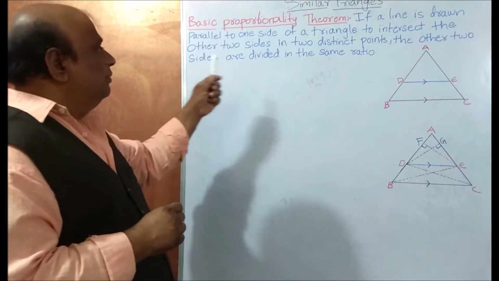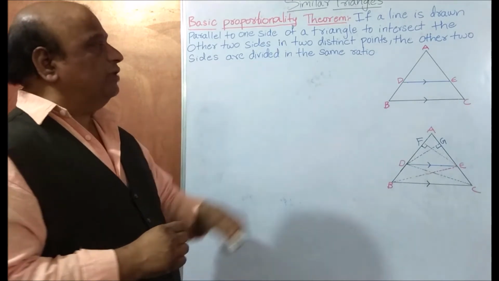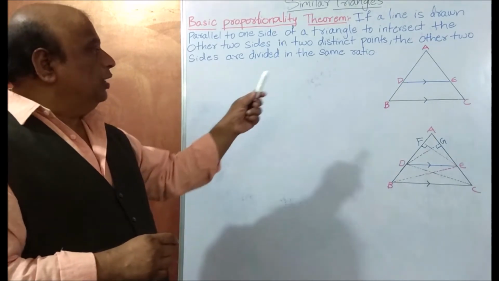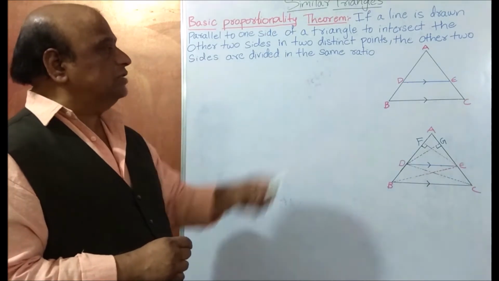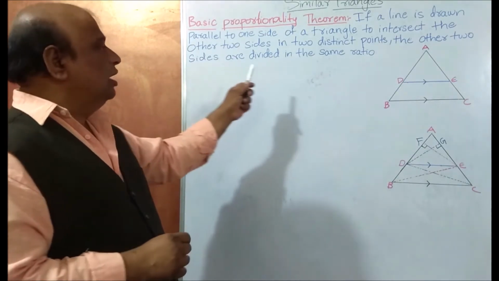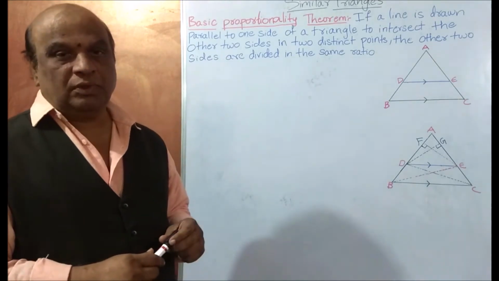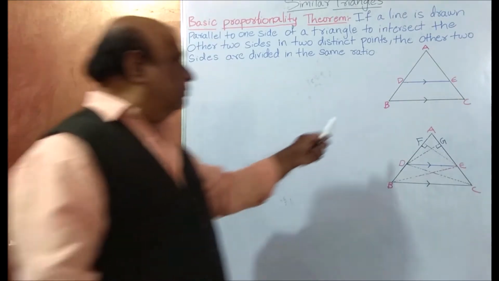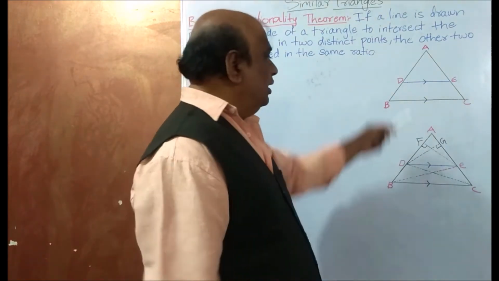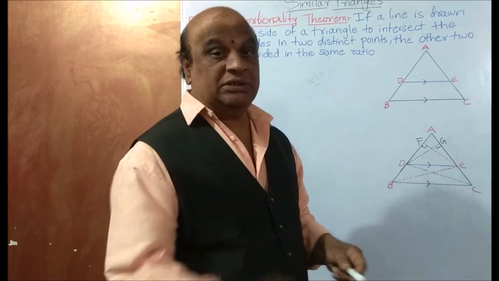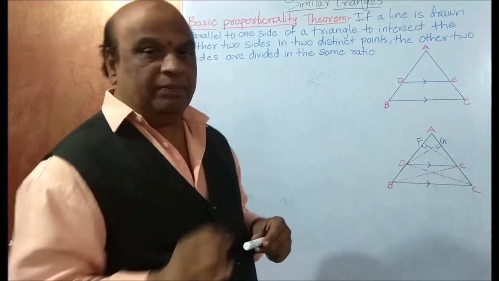What is the theorem here? If a line is drawn parallel to one side of a triangle to intersect the other two sides in two distinct points, the other two sides are divided in the same ratio. If you observe this diagram, here ABC is a triangle, DE parallel to BC. This is the given. My dear students, this is very important.